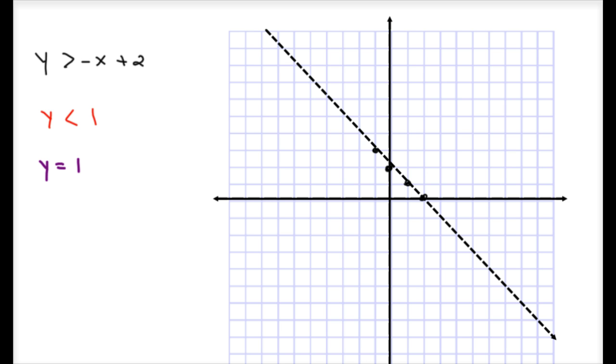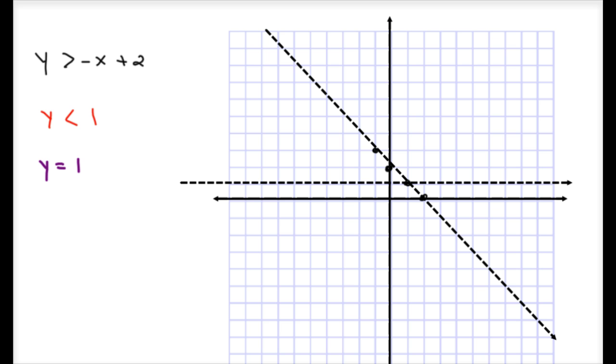Now am I going dotted or solid? Dotted. Dotted line at y equals 1. Let's draw that line right there. Oh, I forgot to shade the other part. So the other one was, in black, y is greater than negative x plus 2.